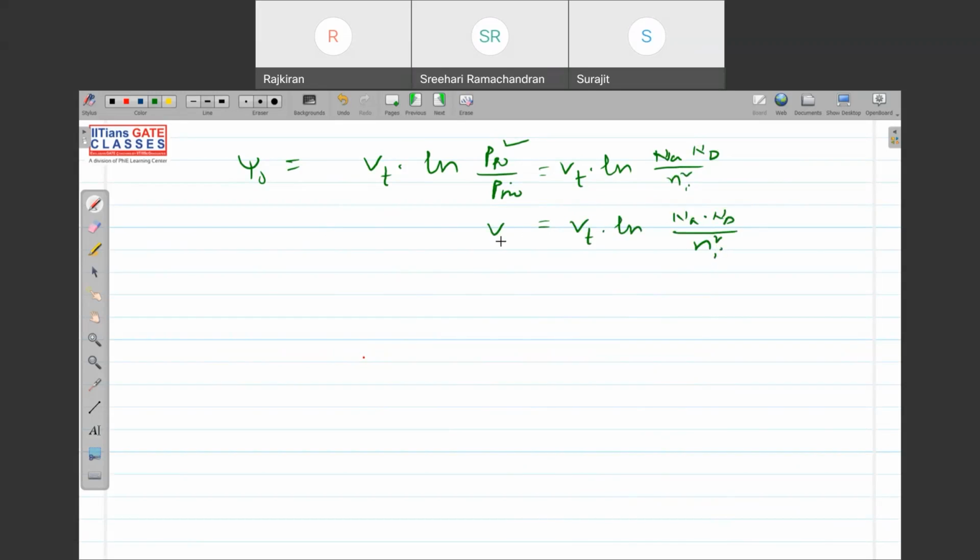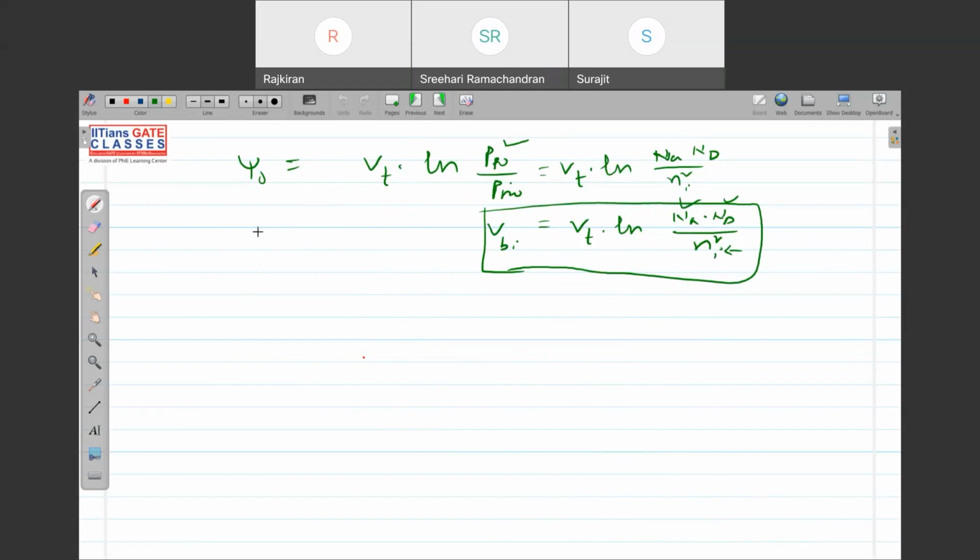Na square is equal to your V built-in potential. Okay. Clear. So this built-in potential depends upon what? Doping and also the intrinsic concentration. Fine. So this equation is generic.